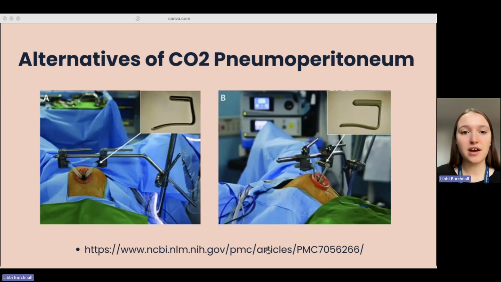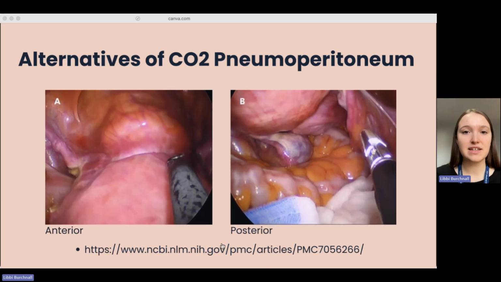So this is what it would look like. You can see the J-shaped retractors are used here to open the abdomen up rather than inserting the gas. And the next slide here shows the view inside the abdomen. So you can see an anterior and posterior view of the uterus there. And you do get quite a good view here.